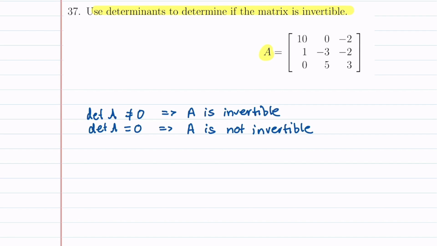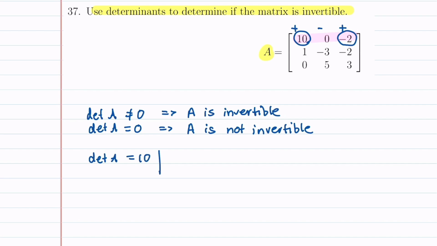To find our determinant, I'm going to do cofactor expansion across the top row just because I think that's a little bit easier. We have to look at our sign factors. We're going to start in the upper left, and it's going to be positive, and then we're going to have a negative, and then a positive. So our 10 is going to be multiplied by a +1, and then our -2 is also going to be multiplied by a +1. Our determinant of A is going to be equal to 10.